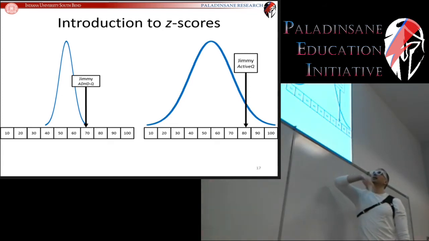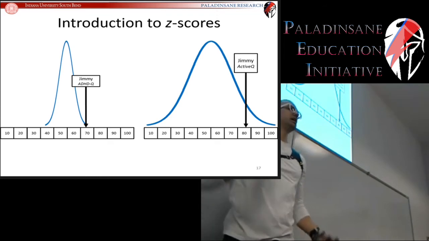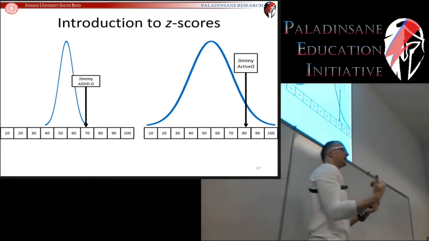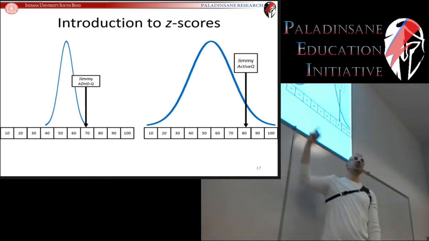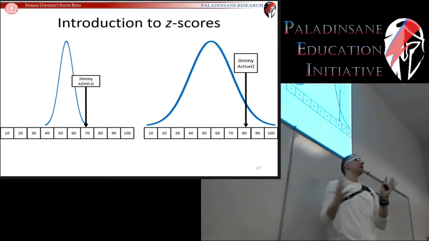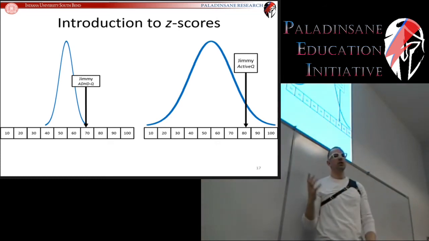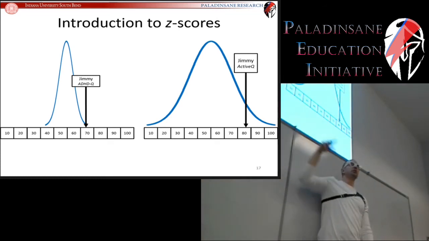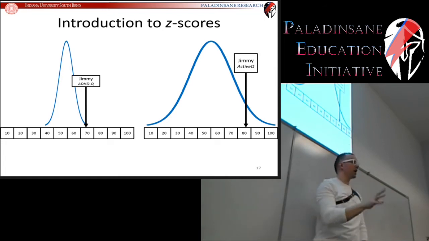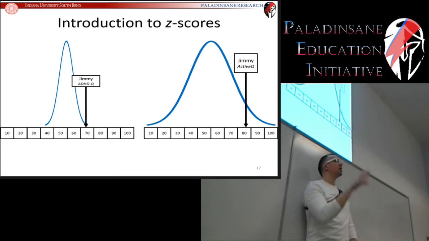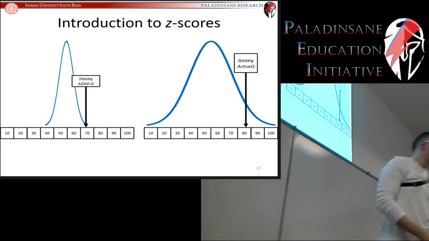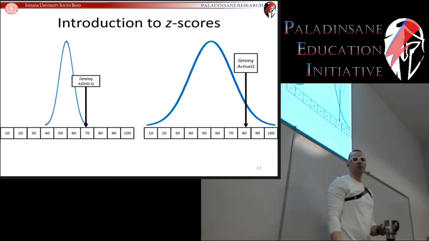So even though his ADHD Q score is a 70, which is less than 80, in reality, his ADHD Q score is way higher. That is a way more extreme issue. And as a psychologist, we need to be able to identify that to say, okay, this is the more extreme issue. This is what we work on first. This is the key thing that we should tackle to begin with.